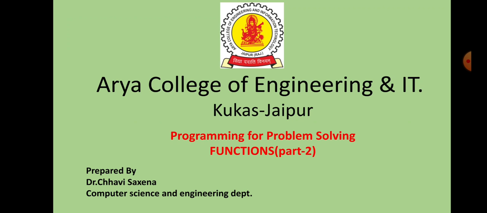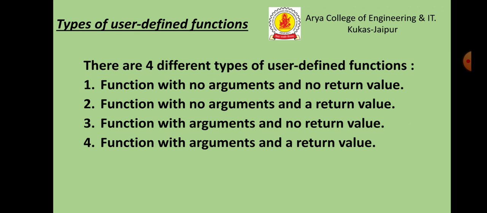Dear students, as we discussed functions in our function part 1 video, now we discuss the types of user defined functions. There are 4 types of functions. First, functions with no arguments and no return type. Second, functions with no arguments and a return type. Third, functions with arguments and no return type. Fourth, functions with arguments and a return value. We will discuss all 4 types of functions with their syntax and an example of each type.